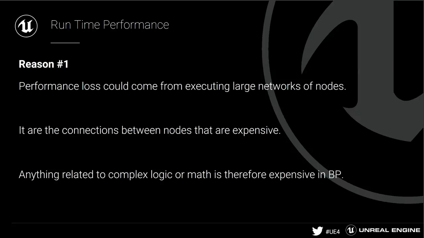Okay. I've got a graph that compares the different performances of Blueprint in a couple of different states I'm going to get to in a second. But before we go there, a couple of reasons. The first reason why Blueprint could be slow is simply executing large networks of nodes, because the performance cost comes from the connections between nodes, not what the nodes actually do. There is a cost to them, but it's not necessarily Blueprint related. So anything that is math heavy or logic heavy is for that reason expensive, because there are a lot of connections, right?